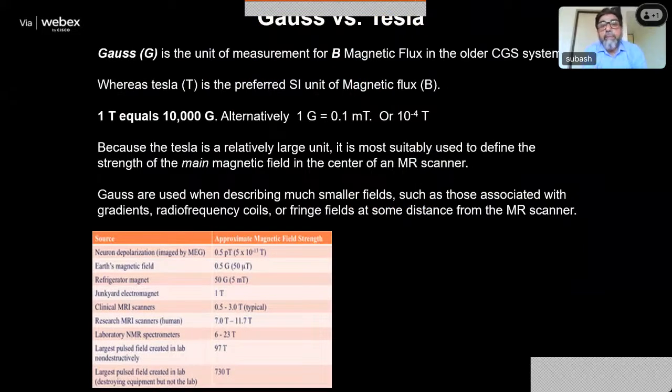Gauss is the unit of measurement of B naught, the magnetic flux, in the CGS system, and Tesla is about 10,000 Gauss. We know Earth's magnetic field is only 0.5 Gauss, and that means in the MRI you are using 30,000 to 70,000 times, or maybe more than that, the order of magnetic field compared to the Earth's magnetic field. So they are very strong magnets, and most of the magnets are superconducting magnets which are always on.